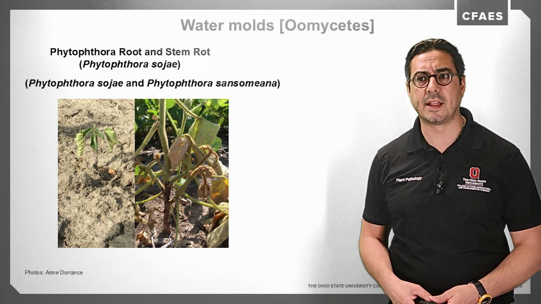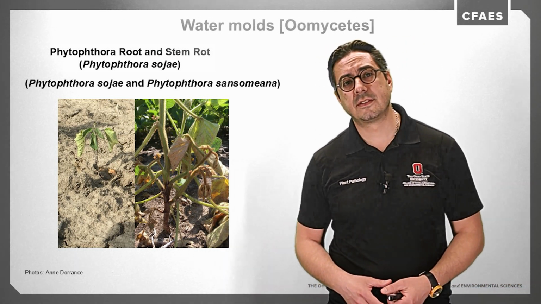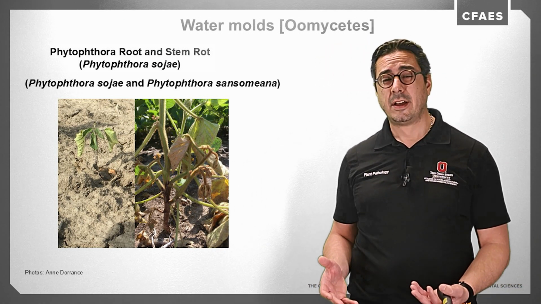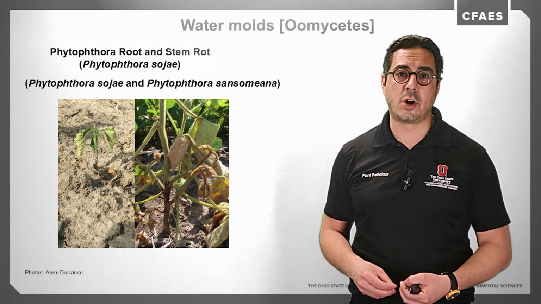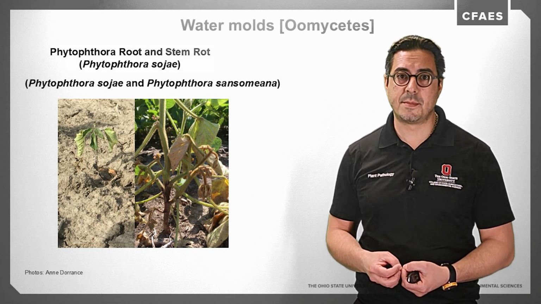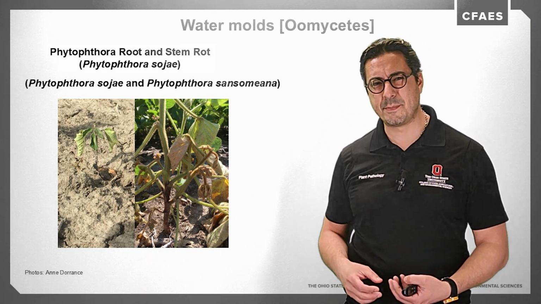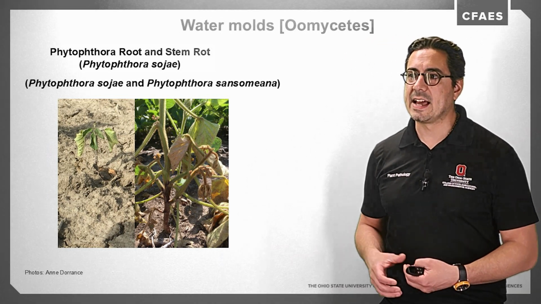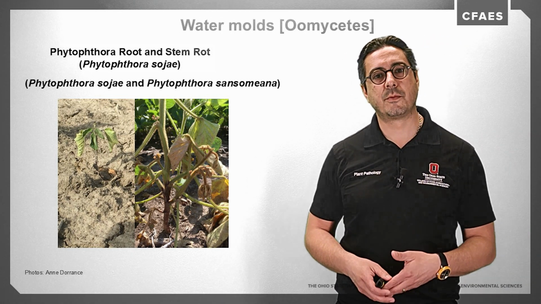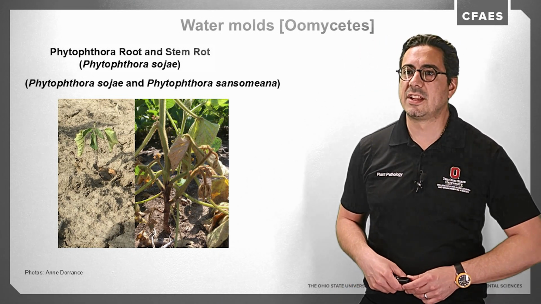In Ohio, we struggle with a lot of pathogens that will cause damping off. Damping off essentially is that rotting of the seeds before they emerge, and we call that pre-emergence damping off, or the killing of the seedlings right after emergence, and we call that post-emergence damping off.